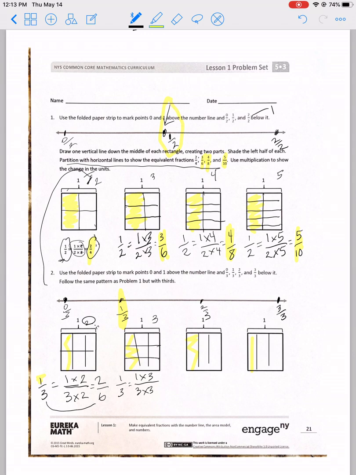Okay, now we can solve. Can't we count? Look at the shaded number, or what's shaded in? 1, 2, 3. So that's our numerator. And all of the parts are 1, 2, 3, 4, 5, 6, 7, 8, 9.